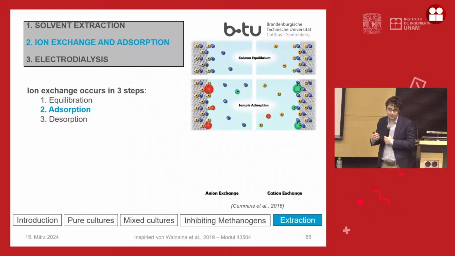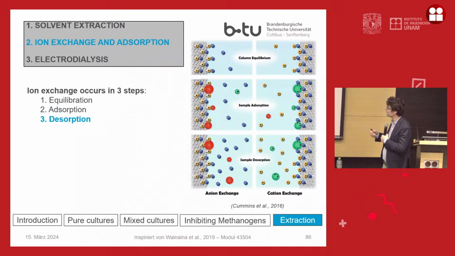So in the end, it's a basic chemical equilibrium. So you have all the ionic groups covered, and once you enter your organic acids, they are washing away the counter ions, and then they are attaching to the matrix. There are different matrices that you can actually use here. And in the end, you can wash it off again. So if you apply a lot of the counter ion, then you will wash out the acid in the end, and then you can collect it.